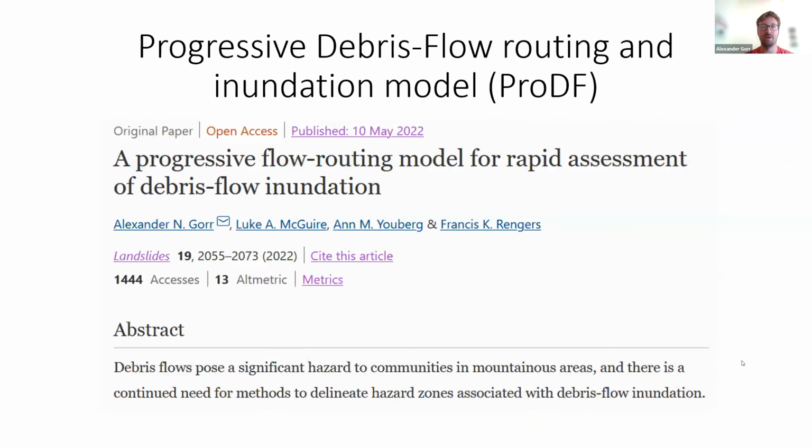To address that gap in knowledge, I'm going to present on a reduced complexity debris flow model that we have developed called ProDF, or the Progressive Debris Flow Routing and Inundation Model. Today, I'm not going to get too into the weeds about how the model works, but if anyone's interested, I'll point you in the direction of this paper that we published last year as a good place to start.